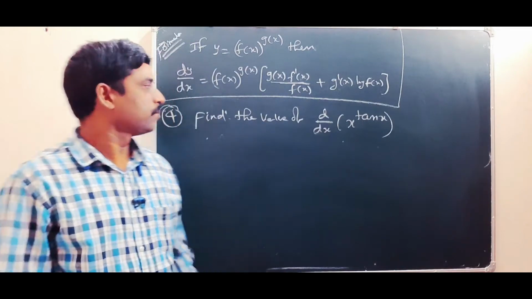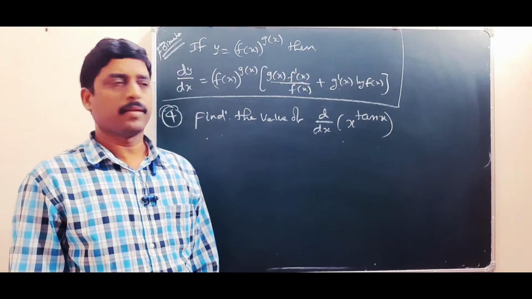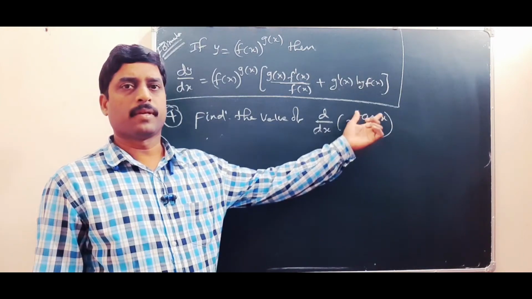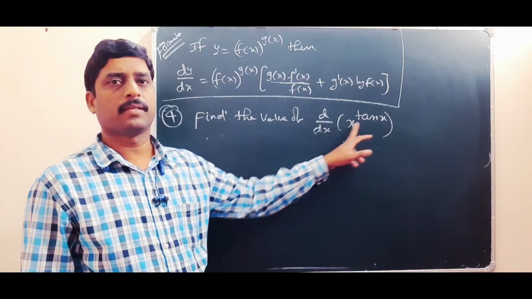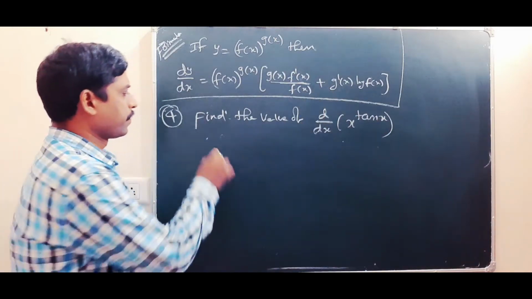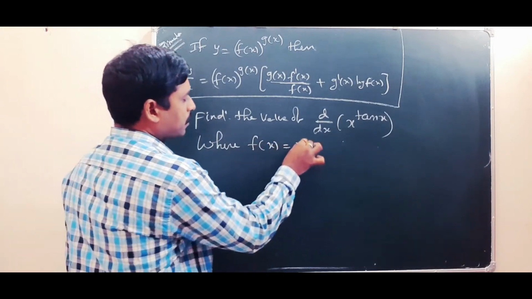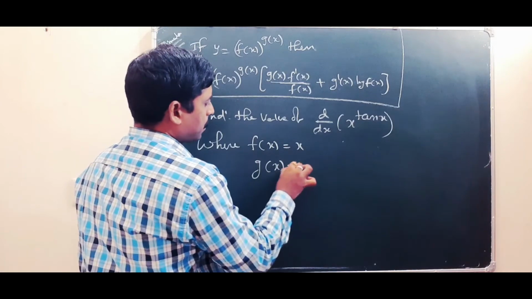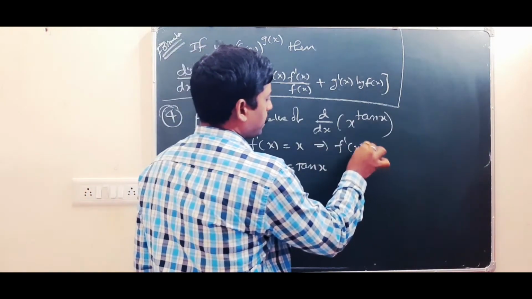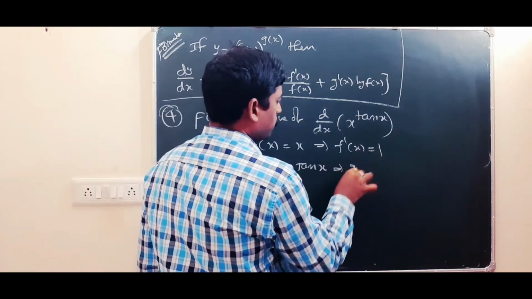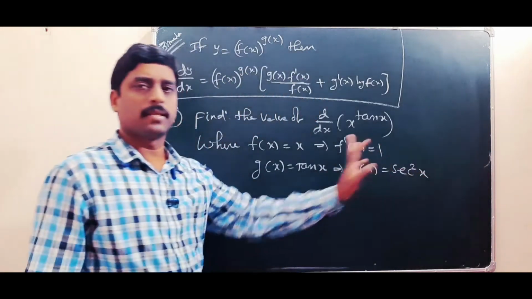Okay, look at the next question. Find the value of d by dx of x to the power tan x. Okay. On comparing x to the power tan x with f of x power g of x, where f of x value x and g of x value tan x, where f of x is equal to x and g of x is tan x. So derivative of f of x we get 1 and the derivative of g of x is secant square x. Derivative of tan x is secant square x.